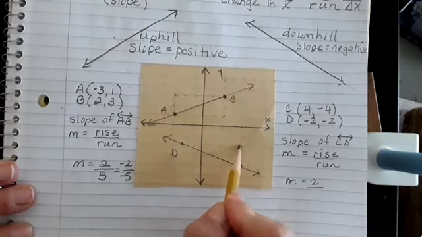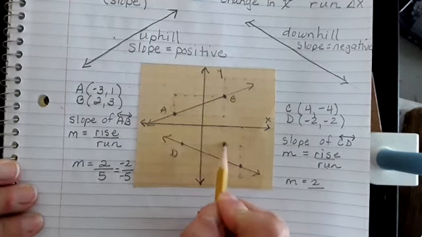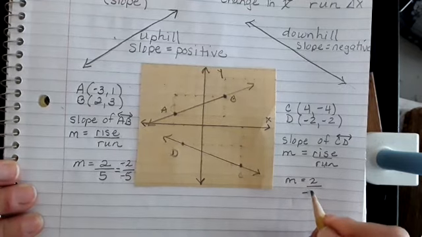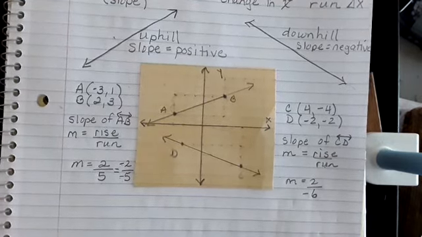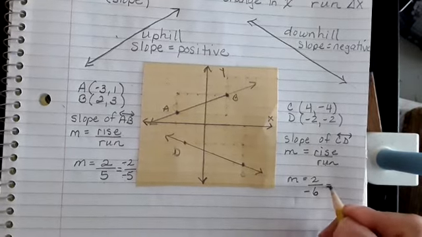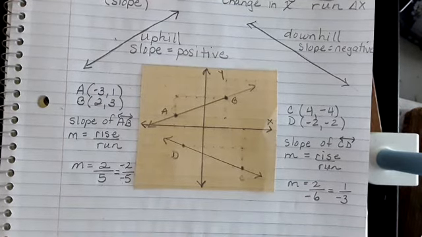So now I'm standing here, and then I have to go to the left to get to D, so count your boxes. 1, 2, 3, 4, 5, 6. That's a negative direction because I went left. Negative 2 over 6, or 2 over negative 6 in this case. Now that can be reduced, and so we can say the slope is a negative 1/3.